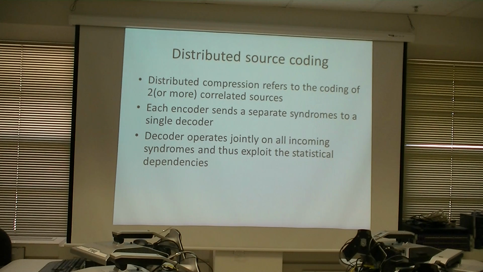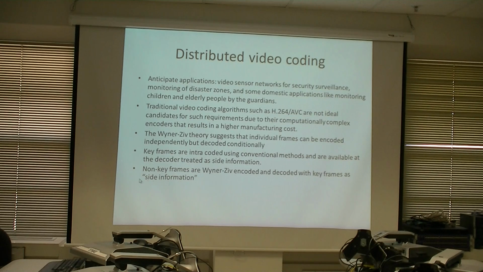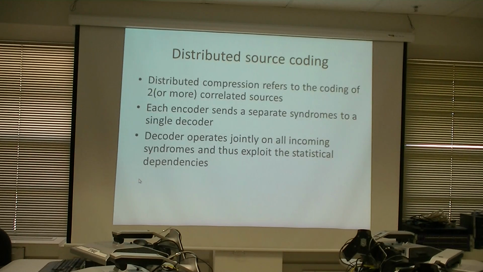For a quick review of distributed source coding: distributed source coding is a compression technology to compress two or more correlated sources, and the sources will be encoded at an encoder separately, sent to the decoder, and at the decoder side will be decoded jointly. Distributed source coding shifts the communication complexity from the encoder to the decoder. So the encoder of distributed source coding has a very low complexity.